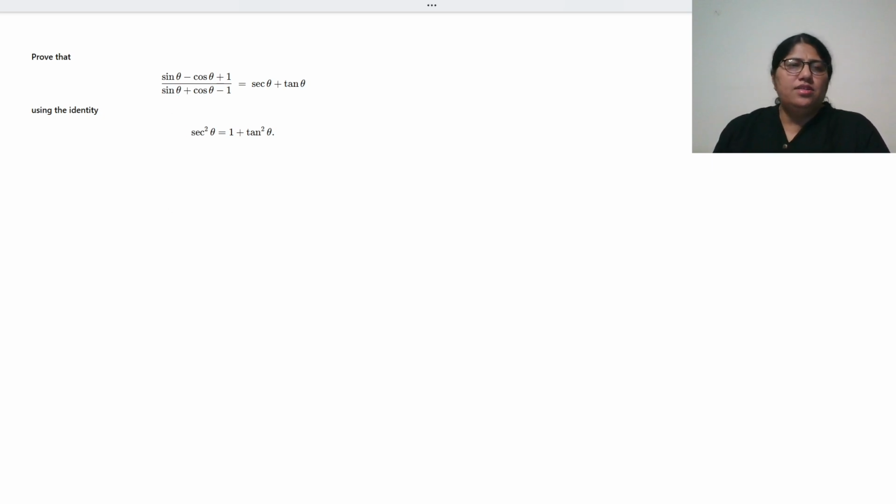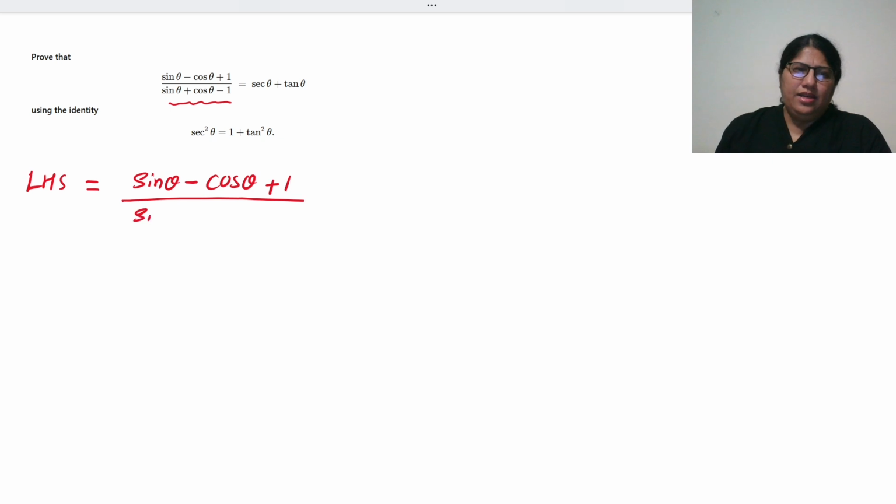What is given here? Sine theta. You will always start with the LHS, because you can simplify the left hand side to reach the RHS, right? So let us start with LHS. First you will write on LHS, which equals (sine theta minus cos theta plus 1) by (sine theta plus cos theta minus 1), right?